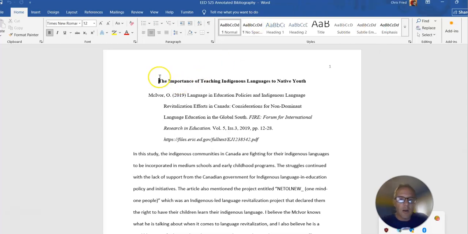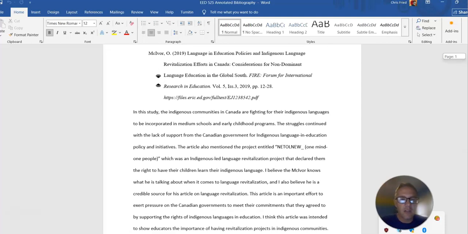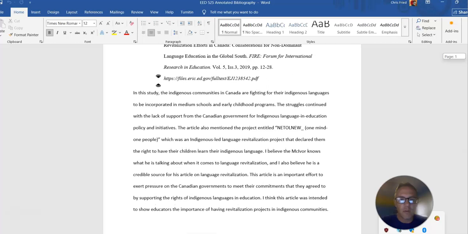Here is the topic that this student chose. Here is their article. You want to definitely work on APA formatting and making sure you're citing this correctly. So again, this is a way to practice. We'll talk about that in 526 a little bit. And then here is the review of it. Just a paragraph, 150 words or so.